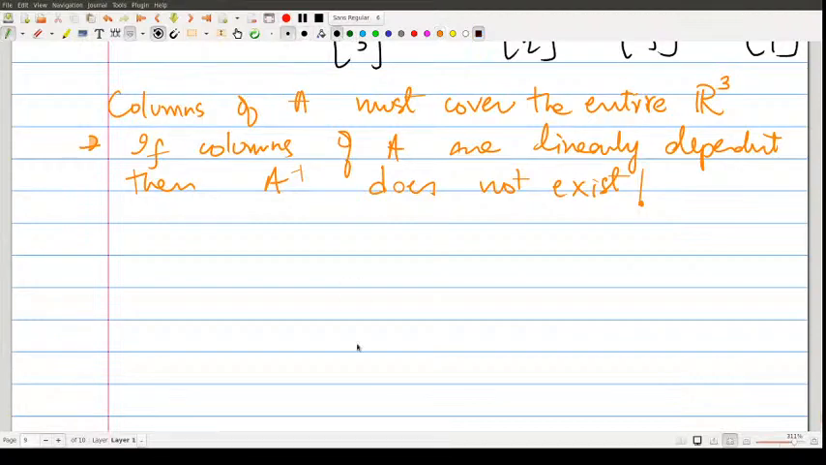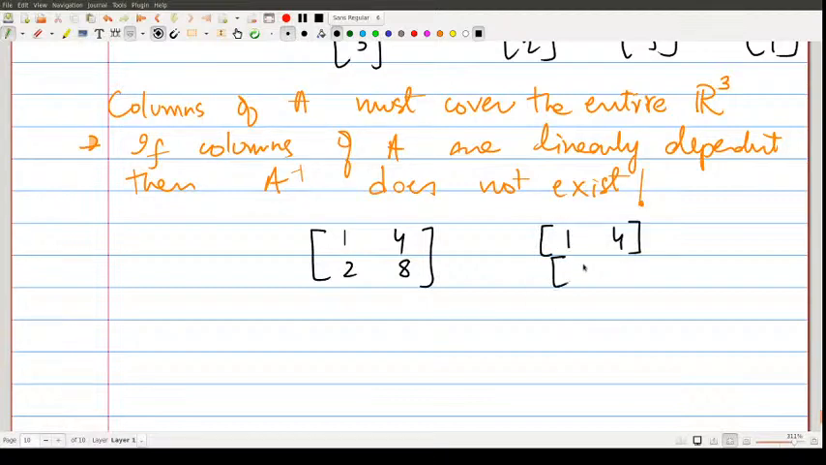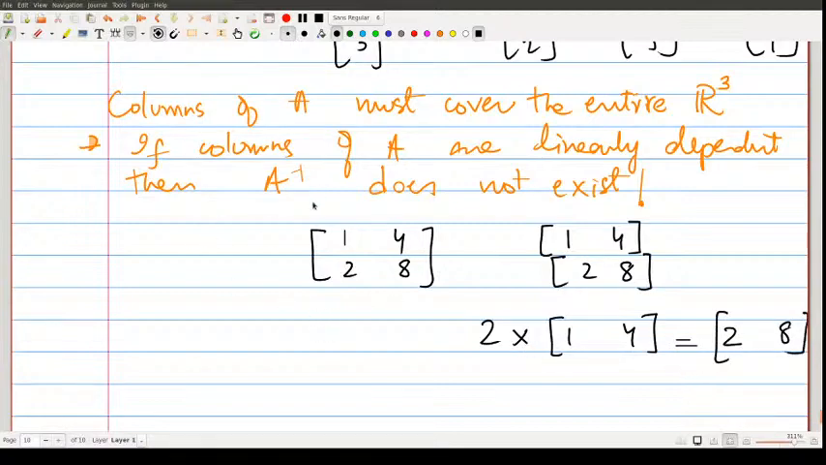But notice that now I can look at this matrix like this. So this is 1, 2, 4, 8. Now let's look at the same matrix row by row. The first row is 1, 4, and the second row is 2, 8. These two rows are scalar multiples of each other, because if I take row 1, 4 and multiply it by 2, I get 2, 8. Which means when the columns are linearly dependent, the rows are also linearly dependent.